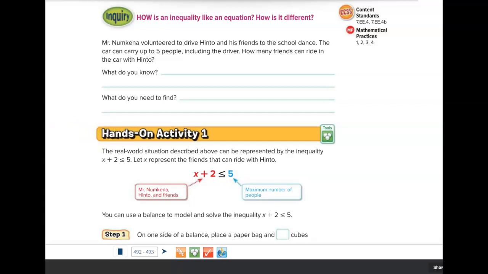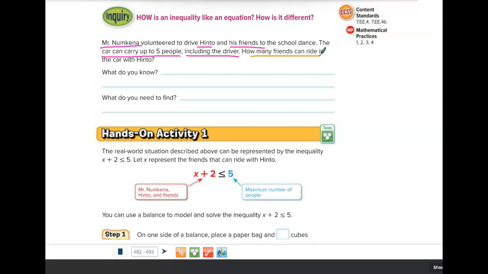So first of all, when we're given a story problem, we always got to figure out what do we know, what do we need to find. So what we know is that, I'm just going to call Mr. N, volunteered to drive Hinto and his friends to the school dance. We also know that the car can carry up to 5 people, and that's including the driver. What we need to find is how many friends can ride in the car with Hinto. So you can kind of fill out those questions. If you need to pause the video, please do that.